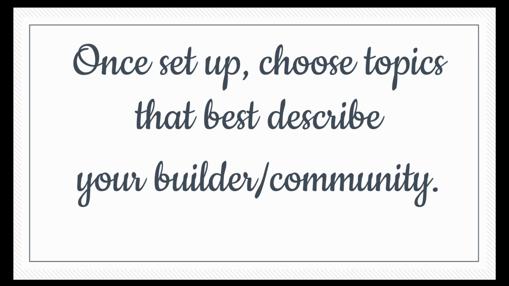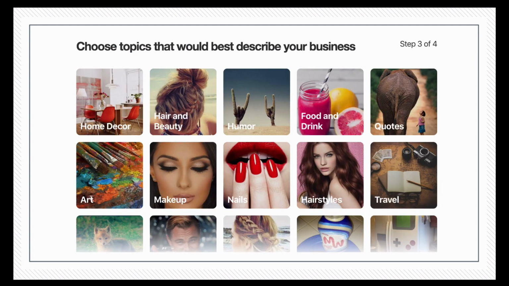So topics. It's going to next ask you to select different types of topics that you're interested in. Now, this is very important. Make sure that when you're selecting these topics, and this is what it's going to look like, choose topics that would describe your business. Remember that these are not necessarily the topics that describe your business, but the topics that describe what your ideal customer is interested in. So you want to think about, what is it that my ideal customer is searching for?